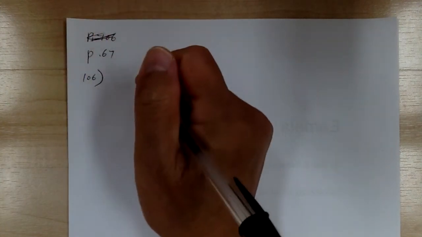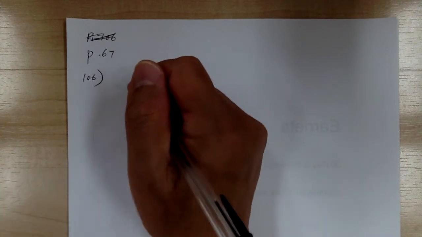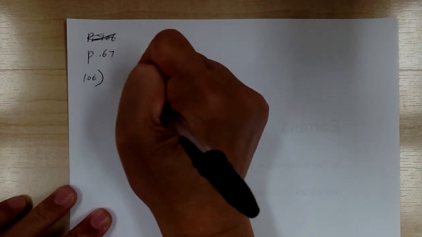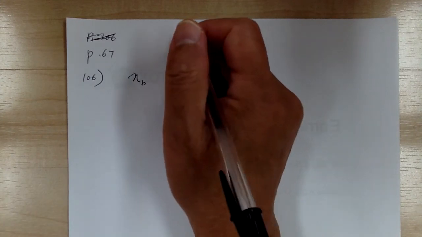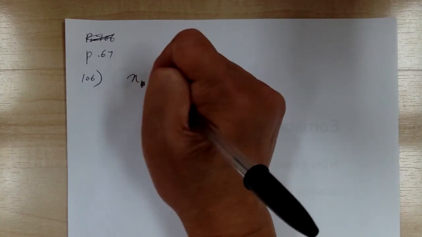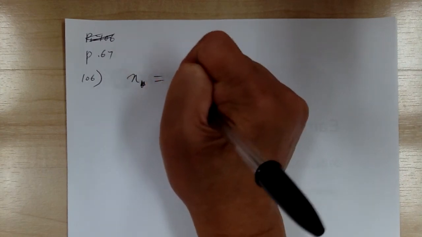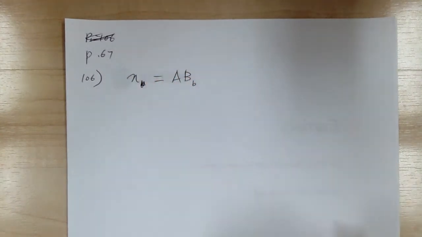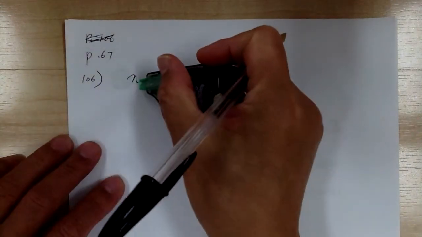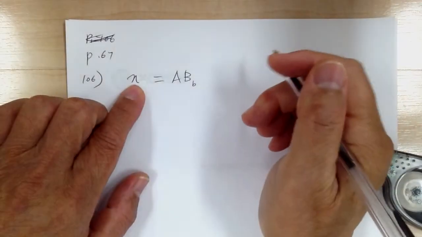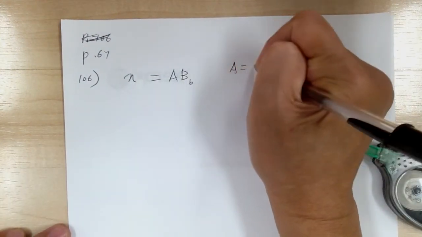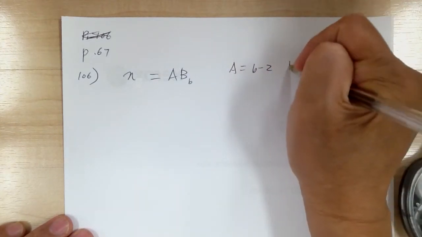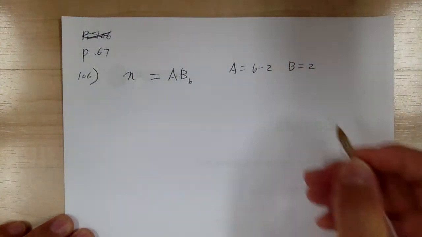Page 67, number 106. It says when the number n is written in the base b, it's represented as ab in base b. So this number in base 10, when it's written in this way, is equal to that. And it tells you that a is equal to b minus 2, and b is equal to 2.